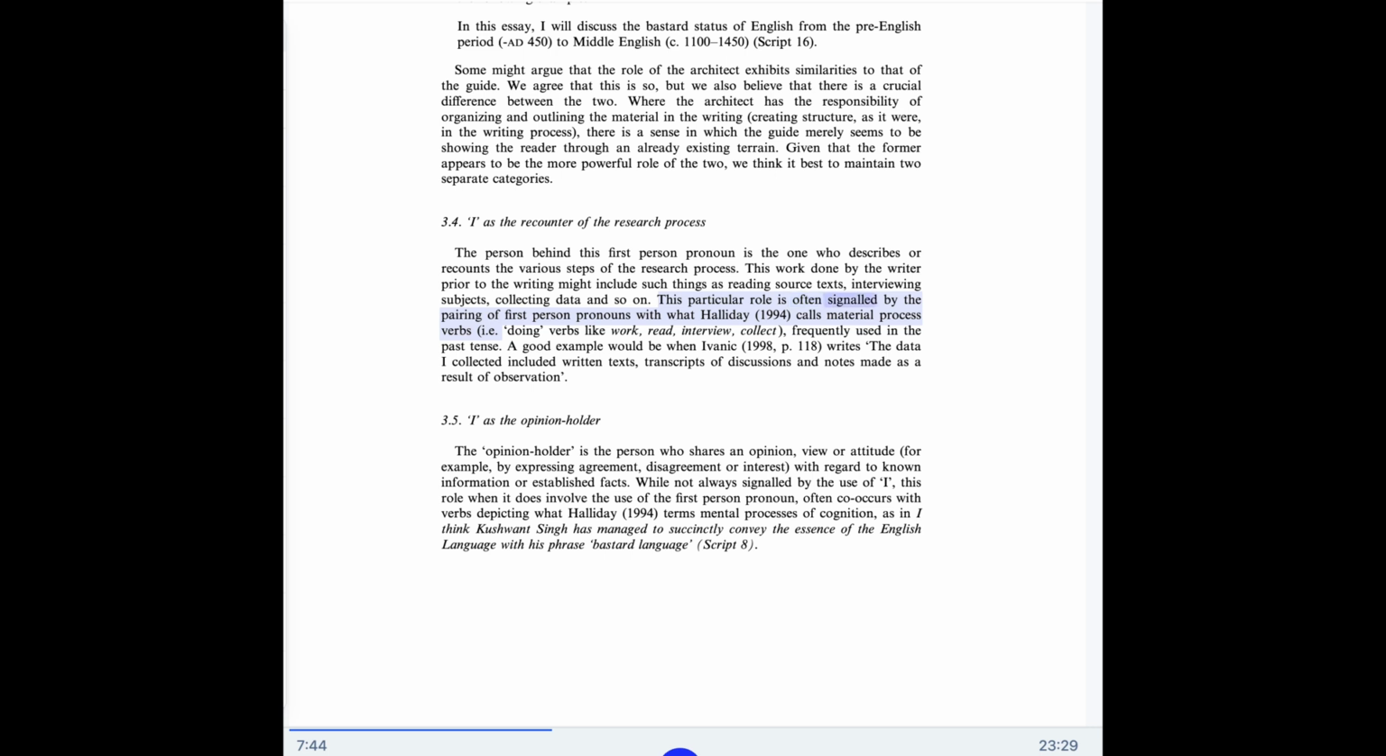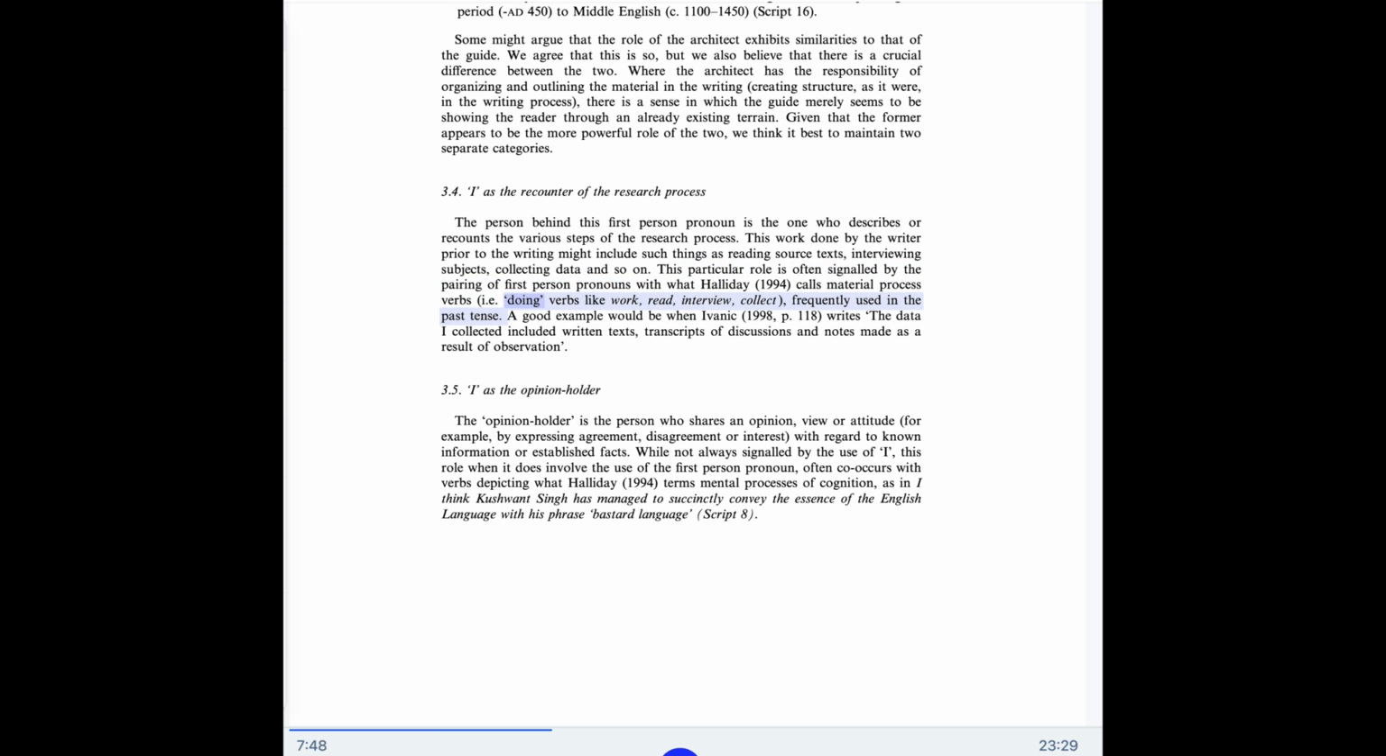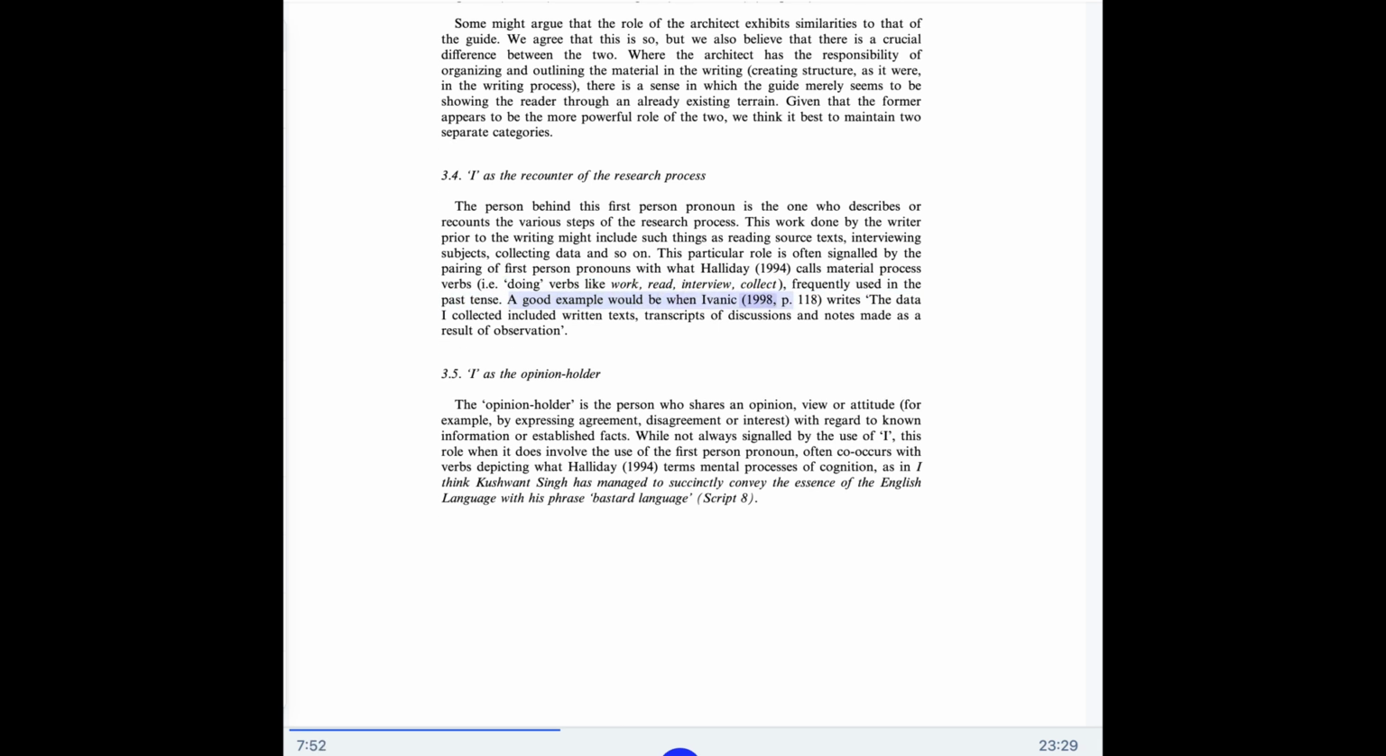This particular role is often signaled by the pairing of first person pronouns with what Halliday 1994 calls material process verbs, i.e. doing verbs like work, read, interview, collect, frequently used in the past tense. A good example would be when Ivanic 1988, p. 118 writes: the data I collected included written texts, transcripts of discussions, and notes made as a result of observation.